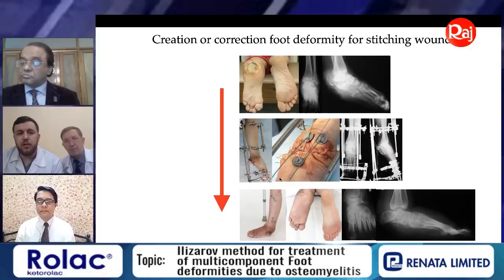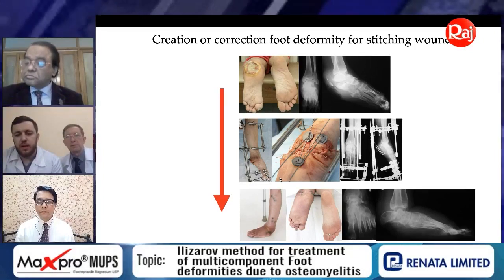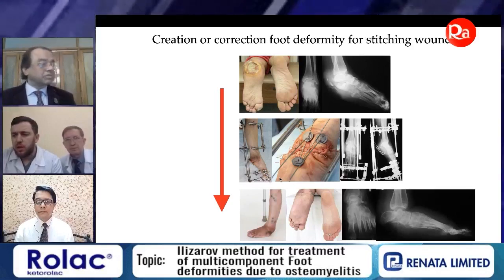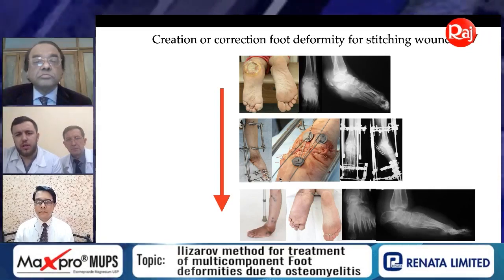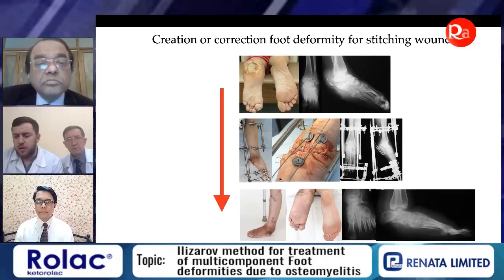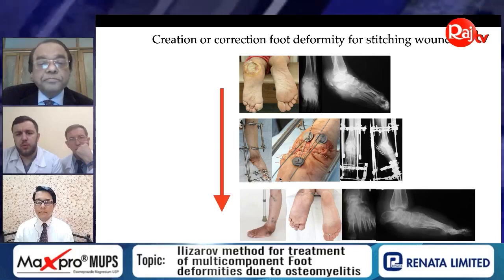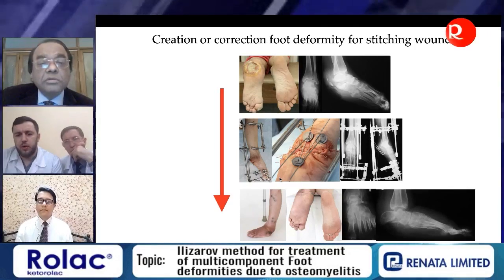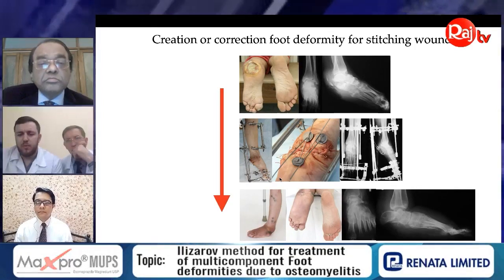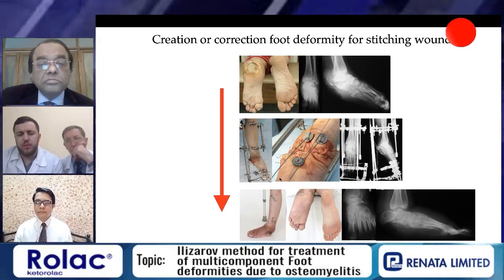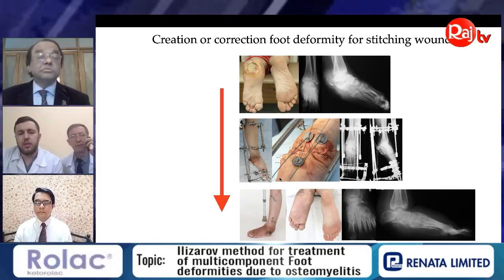Another technique is creation of foot deformity for stitching wound. Like in that case, a female patient with spina bifida sequela had ulceration on the plantar surface in the hind foot. And for stitching that wound, we create equinus position of the foot and fixed that deformity in Ilizarov fixator, and with that condition we can apply stitching of wound here.